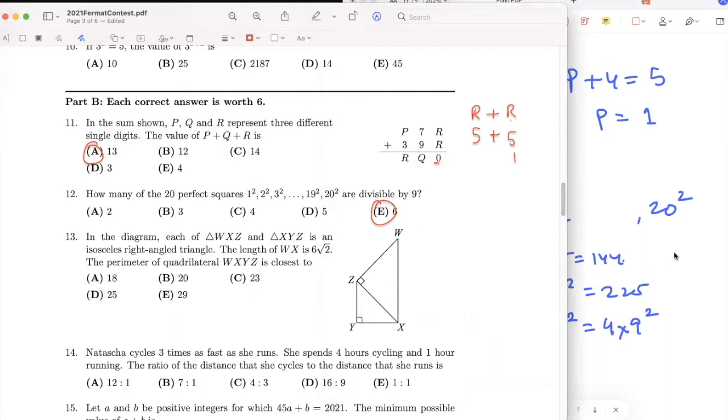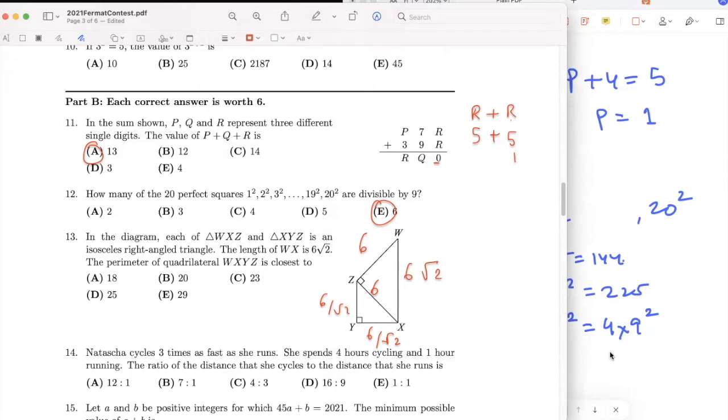Okay, in the diagram, each of triangle WXZ and XYZ is an isosceles right triangle. The length of WX is 6 root 2. Okay, so this is 6 root 2. The perimeter of this quadrilateral is what? So if this is an isosceles right triangle, this and this has to be 6. And so this has to be 6 by root 2 and this has to be 6 by root 2 because this is also an isosceles right triangle.